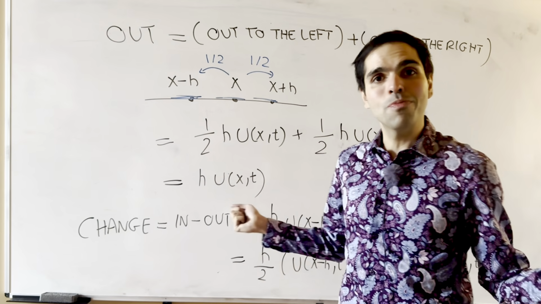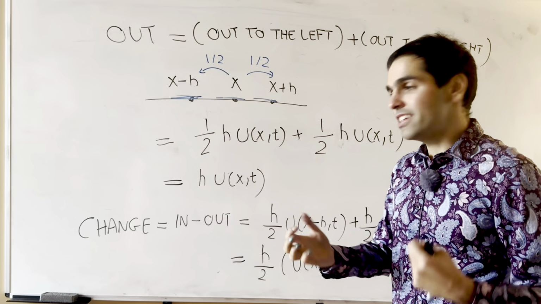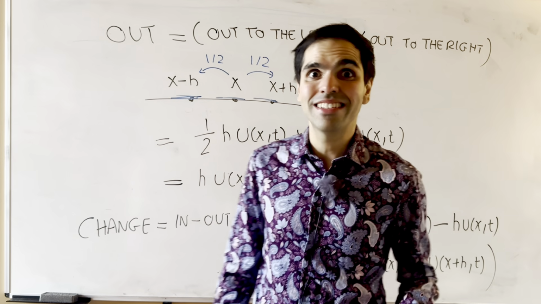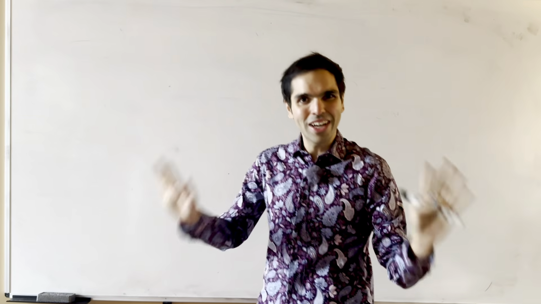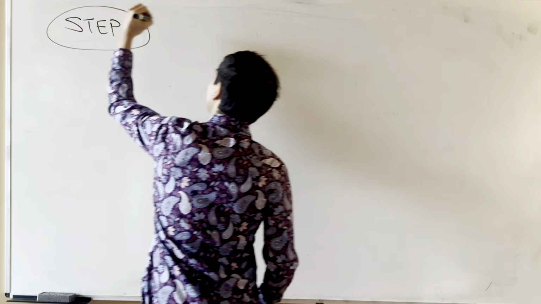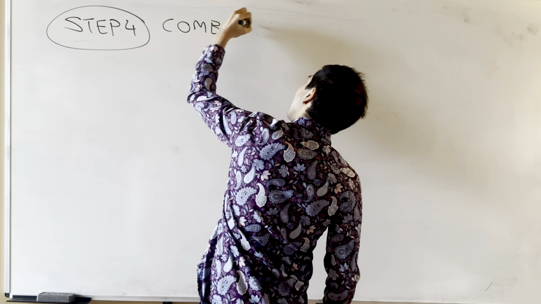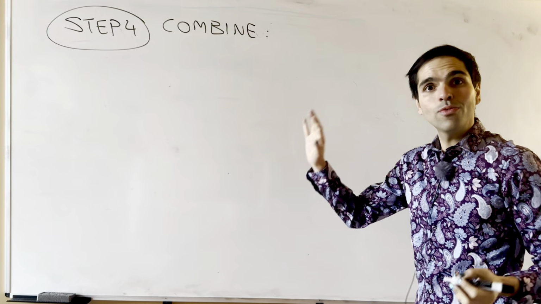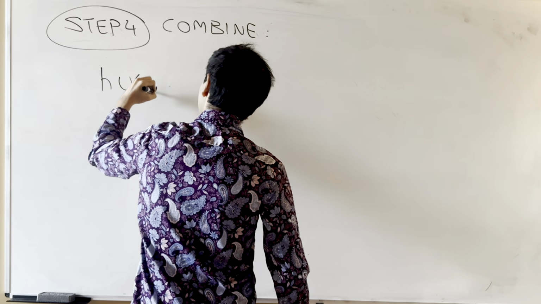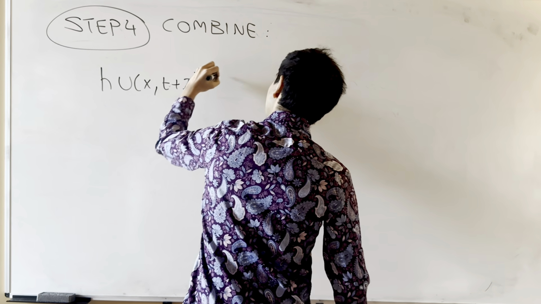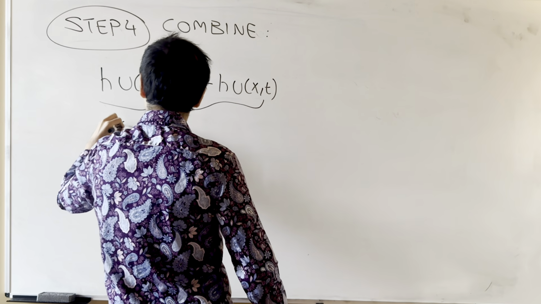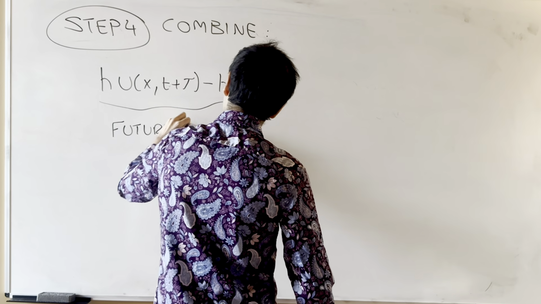And now we just need to combine this. Let's combine future minus present with this to ultimately get our PDE. So here's where the spicy things happen. All right, so I think it's step 4. Now let's just combine. On the one hand, we had our business of future minus present. So H u of X, T plus tau minus H u of X, T. So that's future minus present.